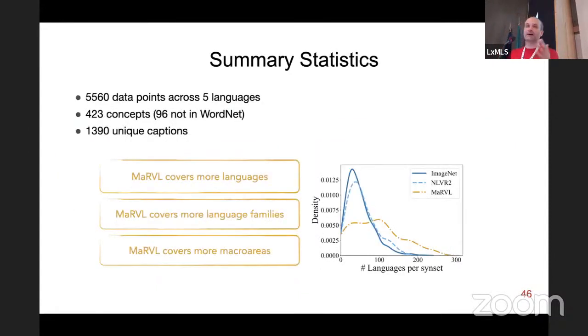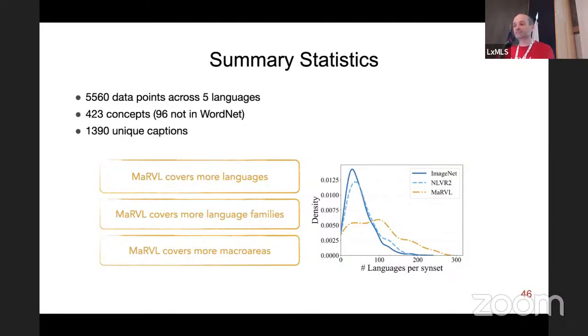And so we end up with 5,500 data points across 5 languages. And the main takeaway here is that this data covers many more language families than taking only English examples scraped from things like Coco or ImageNet.